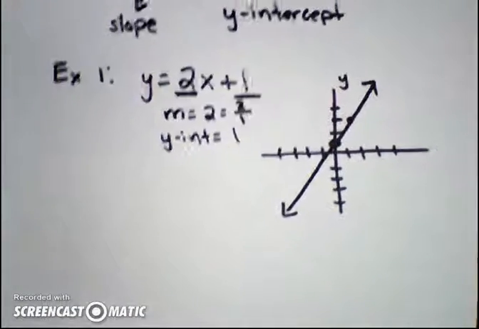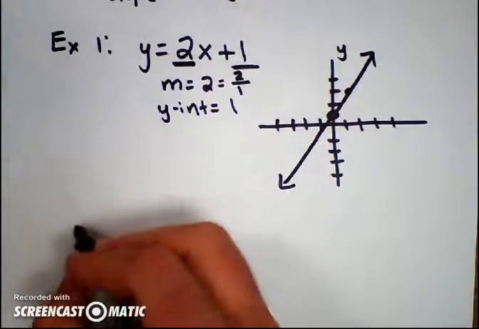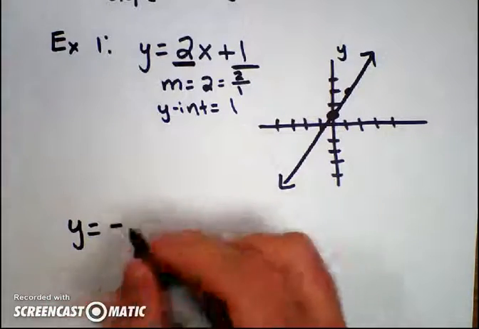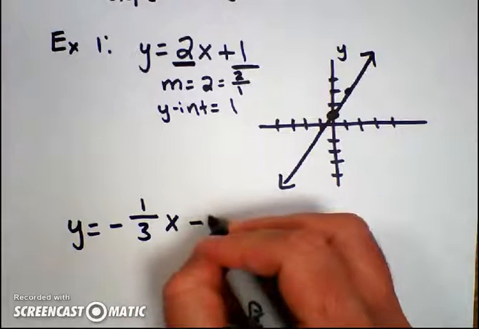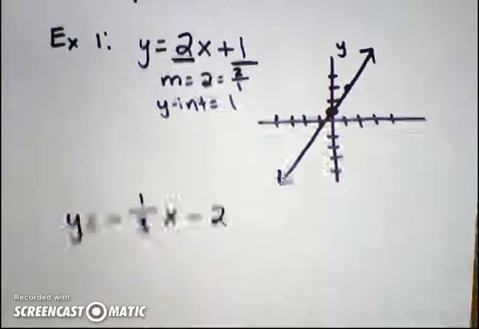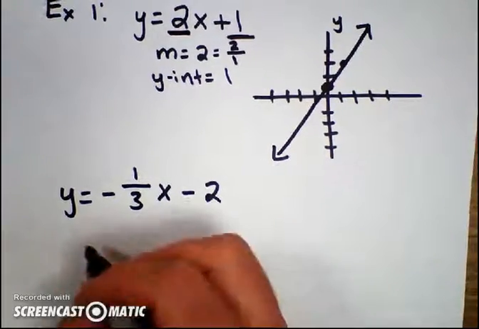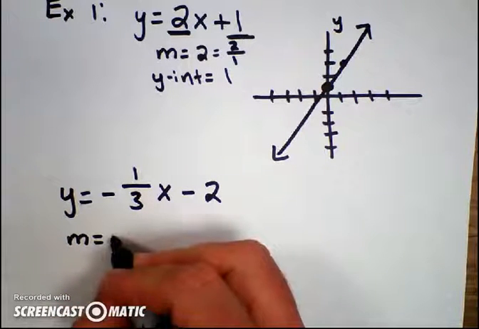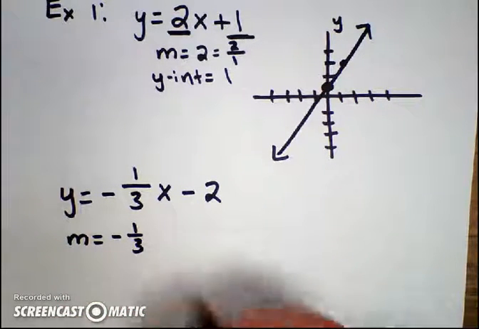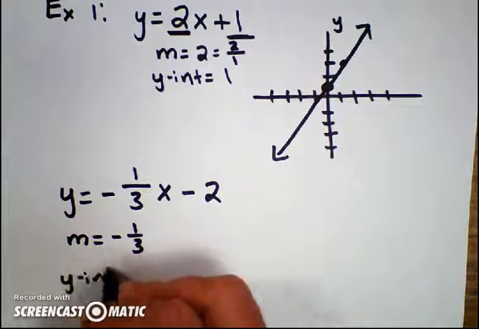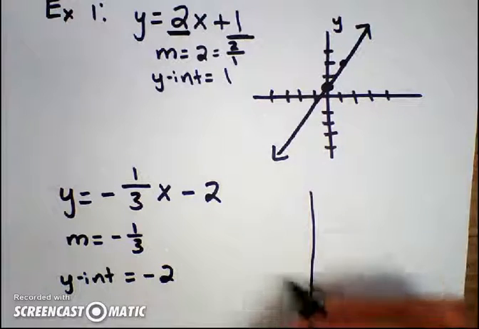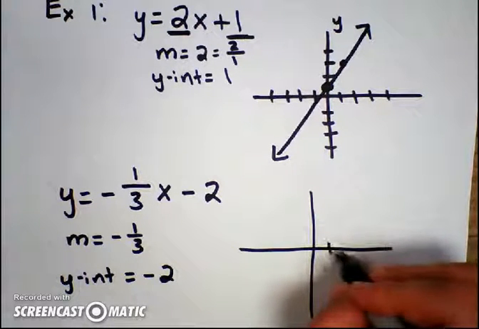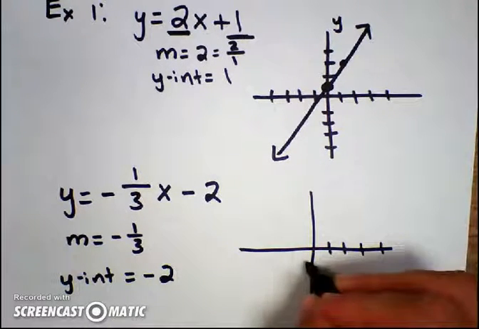Okay? Let's do another. Let's do one a little bit tougher. y equals negative 1/3 x minus 2. So my slope this time, my m, is negative 1/3, and my y-intercept, or my b value, is negative 2. So same thing, I'll put about 4 marks. That should be about all I need.